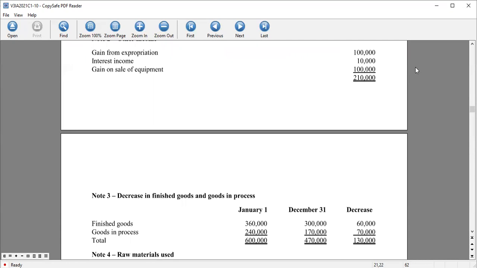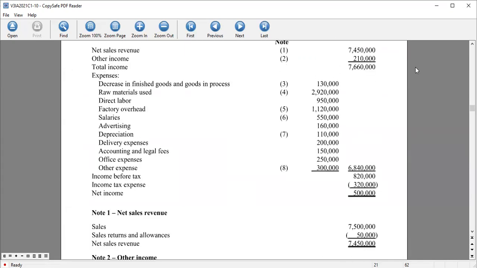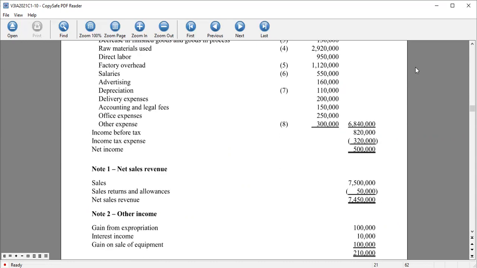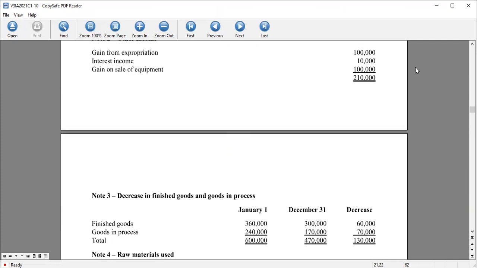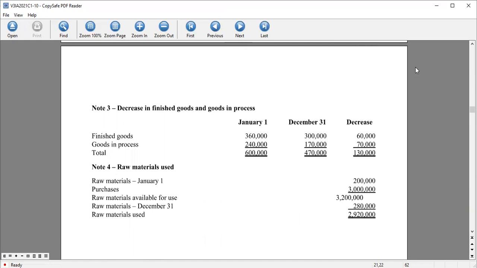So you now compare the beginning and the ending inventory. So finally, we have the differences or the decreases, no? 360,000 is ending up with 300,000, meaning there's a decrease of 60,000. So the total of the decreases is 130,000. And in note number 3, decrease is treated as a part of your expenses, no? So we have the amount of 130,000. Then raw materials used as computed also in the number 2 requirement.